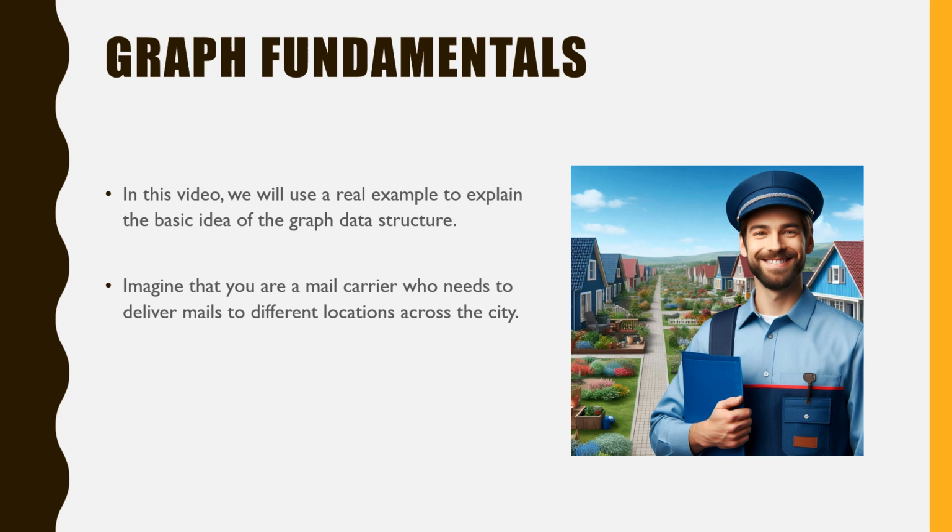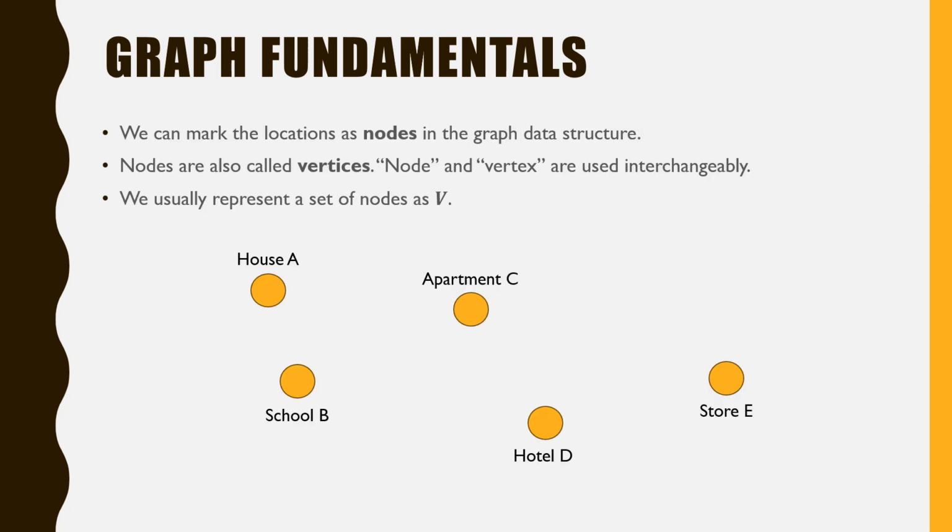Imagine that you are a mail carrier, responsible for delivering mails to multiple addresses across the city. To organize your route efficiently, you decide to draw a map of the city, marking each destination and the roads connecting them. Let's begin by representing each location as a node in the graph. For example, each dot shown here corresponds to a location you need to visit.